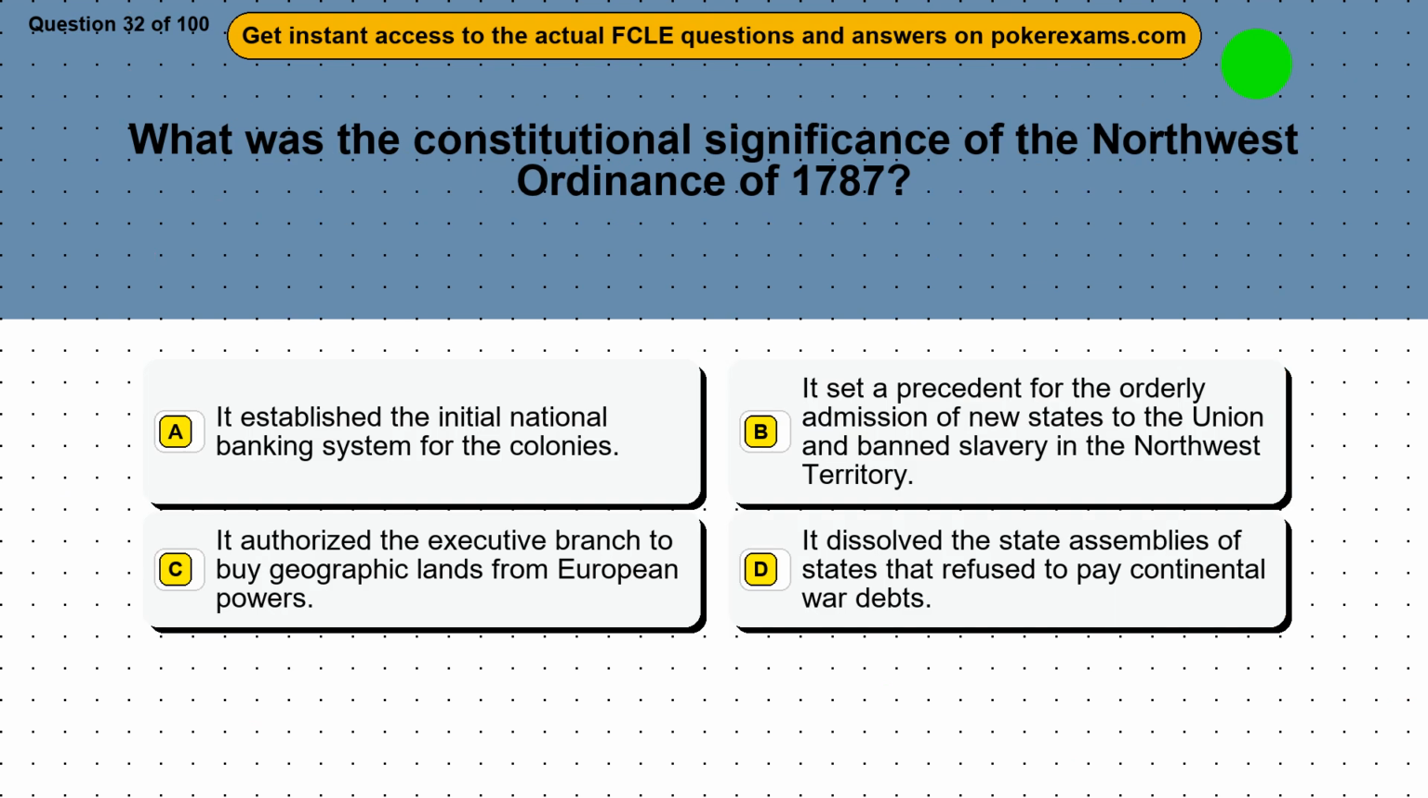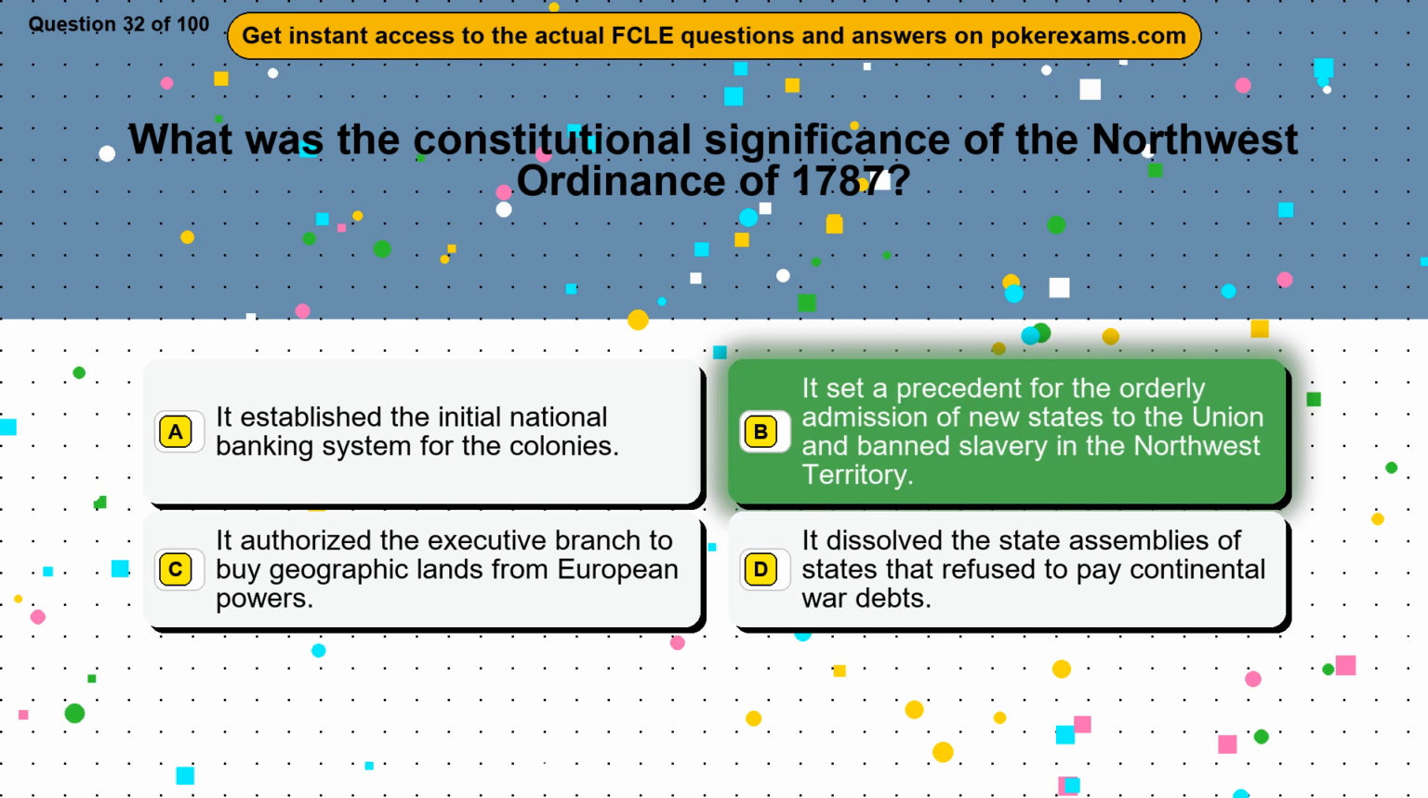Question 32. What was the constitutional significance of the Northwest Ordinance of 1787? Option A. It established the initial national banking system for the colonies. Option B. It set a precedent for the orderly admission of new states to the Union and banned slavery in the Northwest Territory. Option C. It authorized the executive branch to buy geographic lands from European powers. Option D. It dissolved the state assemblies of states that refused to pay Continental War debts. The correct answer is option B.